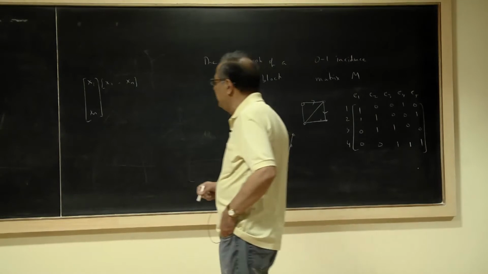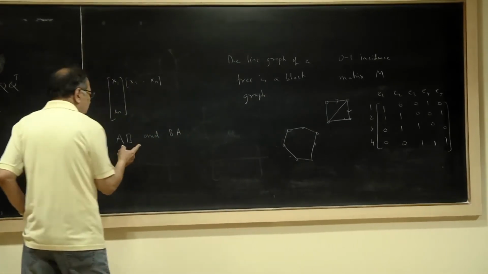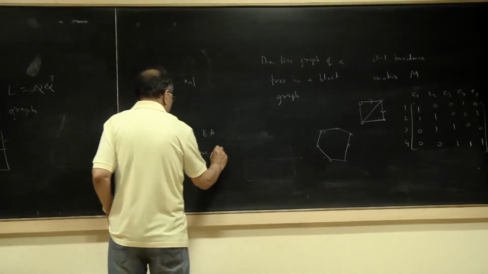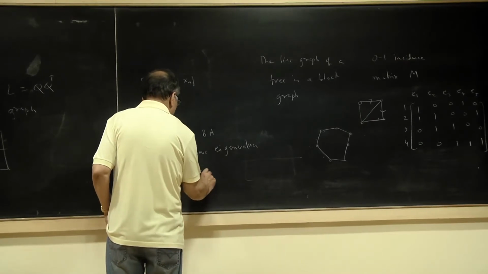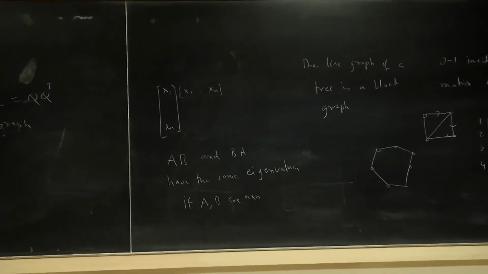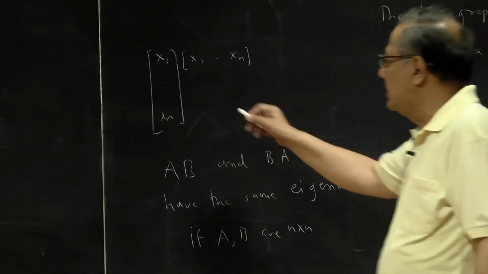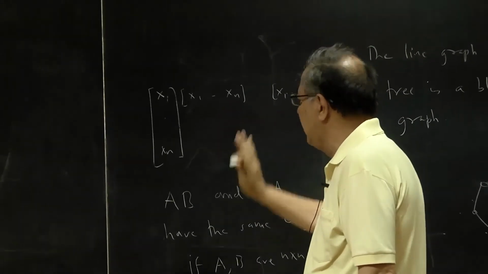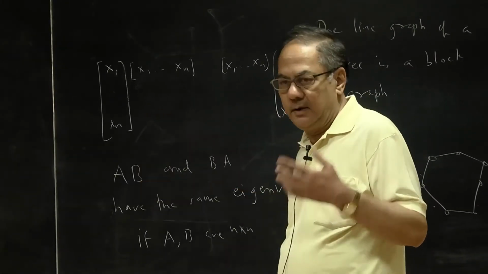So the basic fact I am using here is that AB and BA have the same eigenvalues. If both are n cross n, they have the same eigenvalues. If they are not square but rectangular, like m cross n and n cross m, then also other than zeros they have the same eigenvalues. That fact I am using here, because this matrix and this 1 by 1 matrix have the same eigenvalues other than the 0 eigenvalue. And this is a 1 by 1 matrix, so it has only one eigenvalue, summation xi squared. So the eigenvalues of this are summation xi squared and zeros.